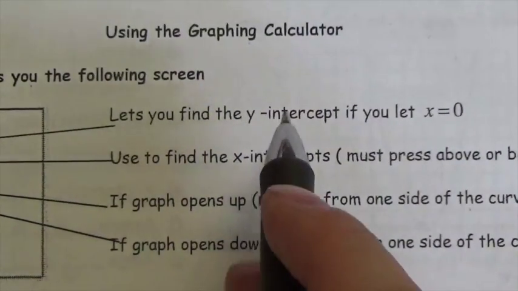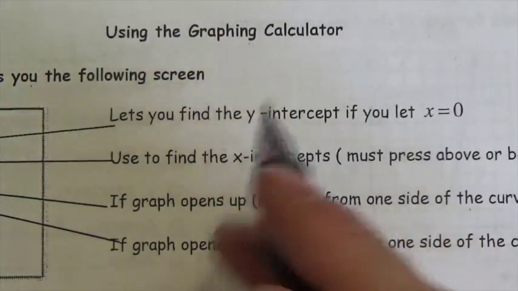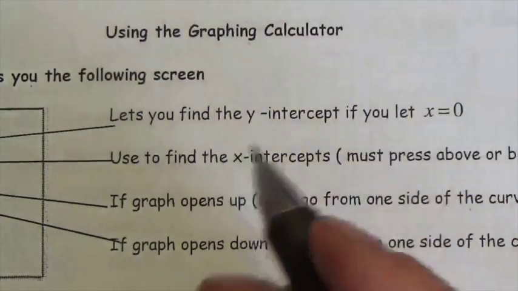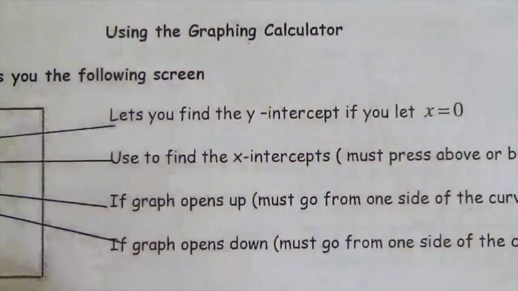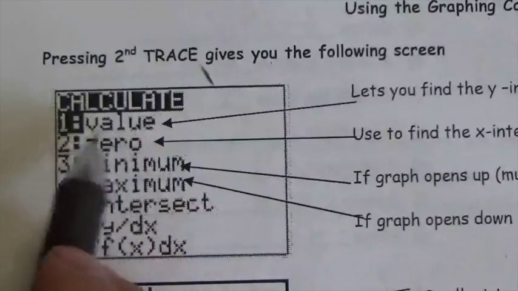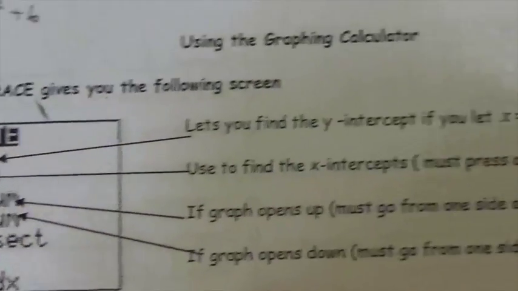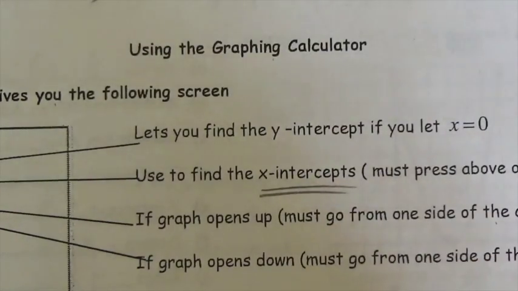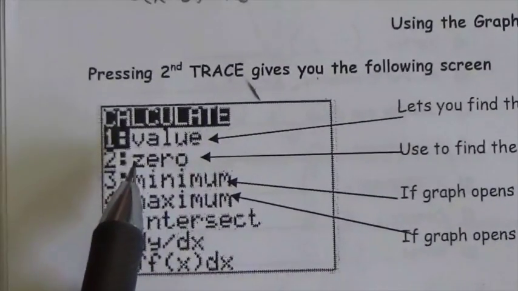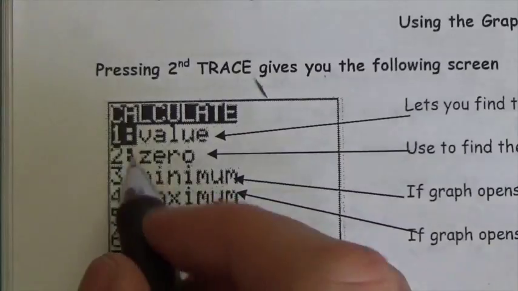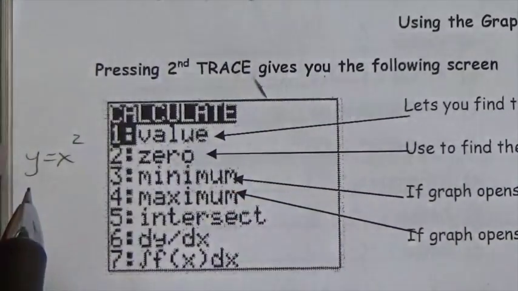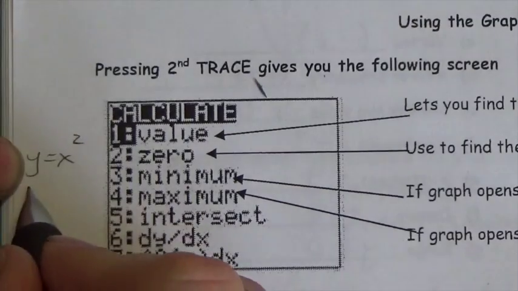specifically, we're going to use it to find the y-intercept, but it basically lets you find any y-value if you know what the x-value is. It'll ask you x equals what, you tell it, and it'll tell you what the y-value is. The zero feature right here is used to find the x-intercept. Man, this is an important one. The reason why it's called zero here is because in order for you to find the x-intercepts, I am going to let y become zero.